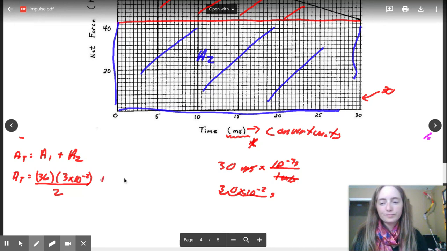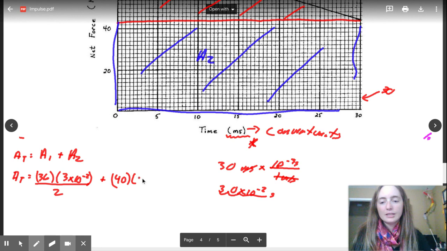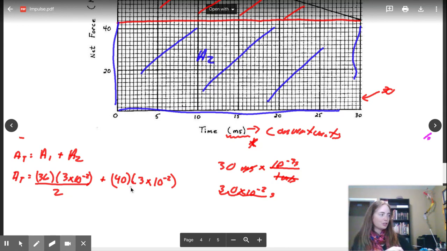You're going to add that to area 2. We can see area 2 nicely here. This is 40 because it goes 0 to 40. So our 40 newtons, and it's taking up the full bottom again, so that is 3 times 10 to the power of negative 2 seconds. That's area 2. Once you add those together, we get 1.9.